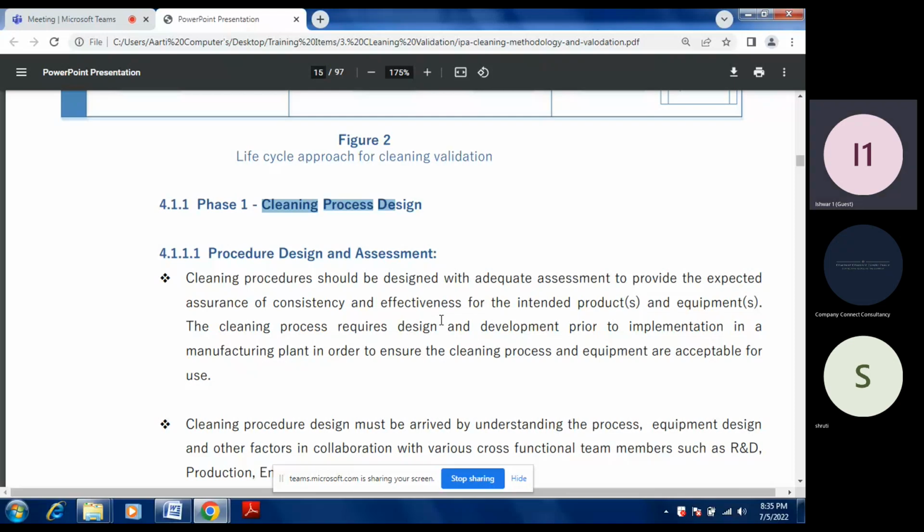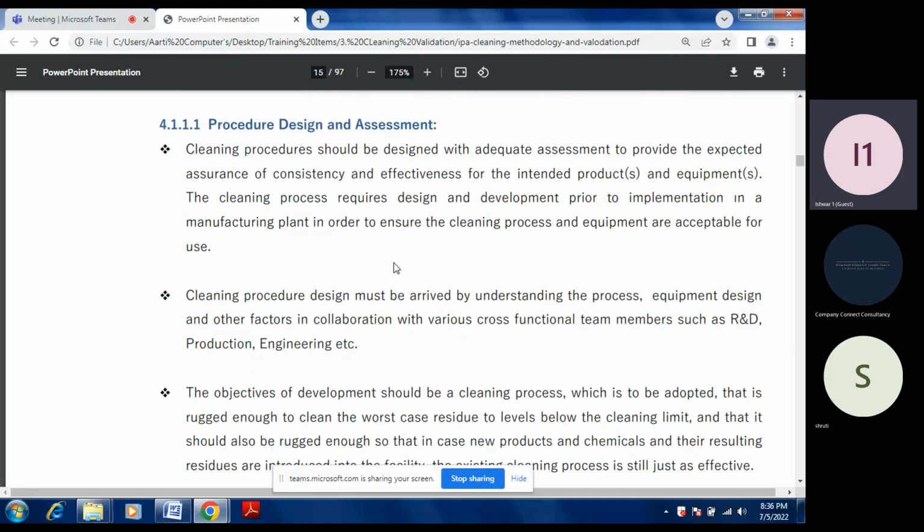So the cleaning procedure should be designed with adequate assessment to provide the expected assurance of consistency and effectiveness for the intended product and equipment. The cleaning process requires design and development prior to implementation in the manufacturing plant, in order to ensure the cleaning process and equipment are acceptable for use. So assessment is required. Design and assessment of equipment is a very important part of using that particular equipment in the manufacturing process. If the design of the equipment is appropriate, then only we can use it appropriately.